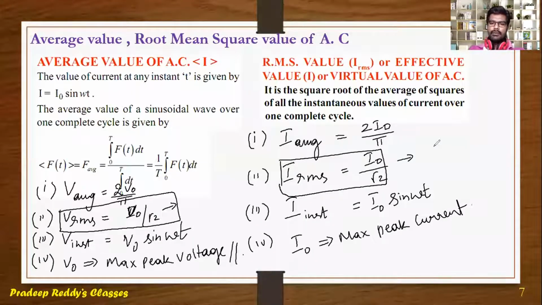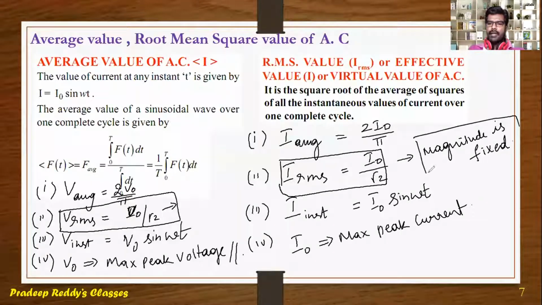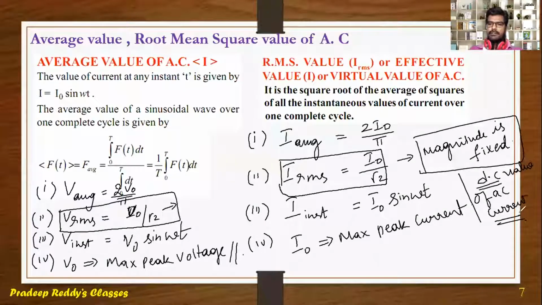And this virtual value acts like a DC value. Its magnitude is fixed. Therefore, this virtual value is treated as the DC value of AC current.